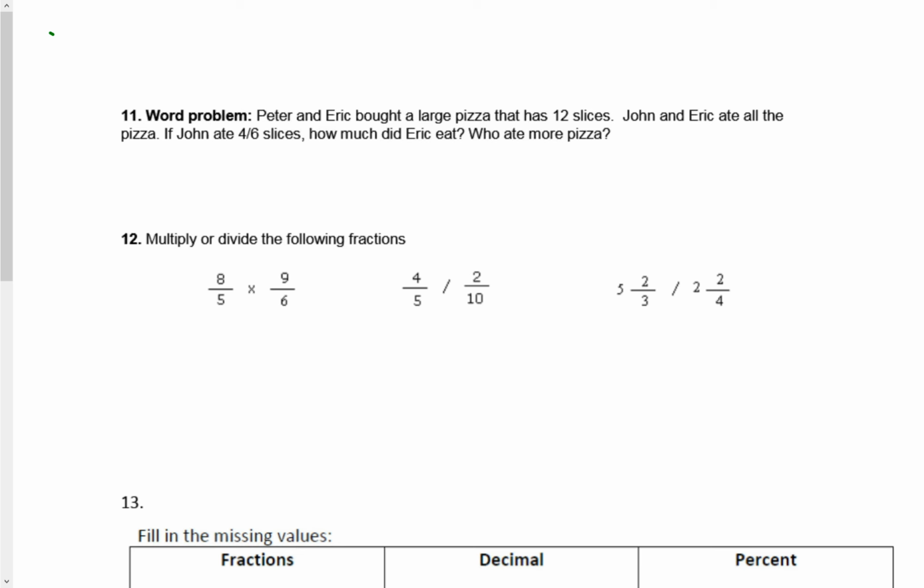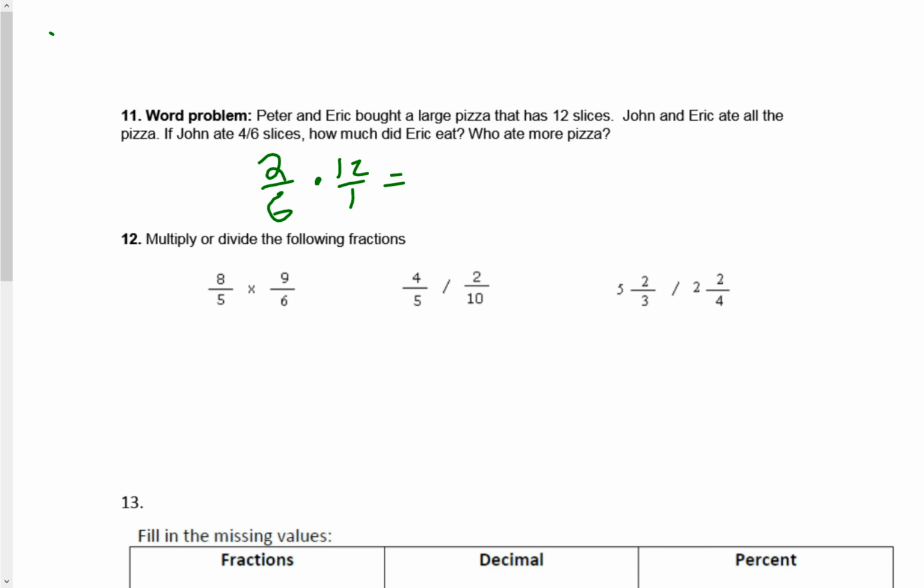So we have 12 slices total. And we want to subtract... Well, how much did Eric eat? Well, Eric would have eaten 2/6, right? There's a couple ways we could do this. Let's do 2/6 of that 12. So times 12, or times 12 over 1.